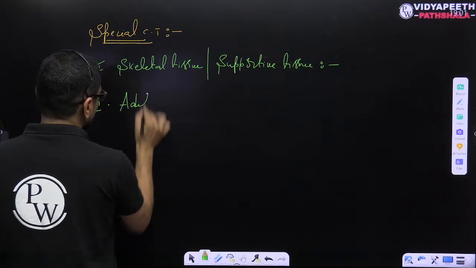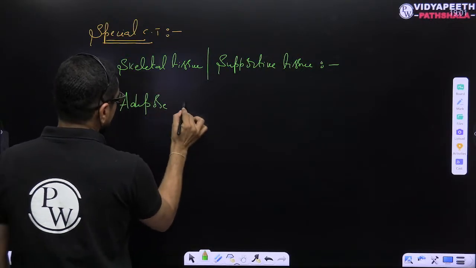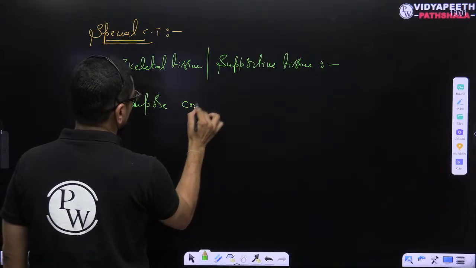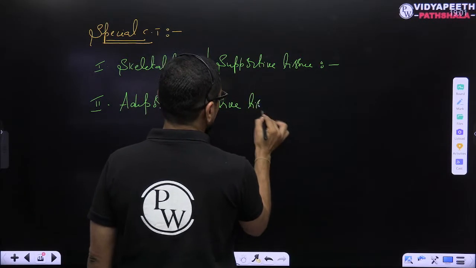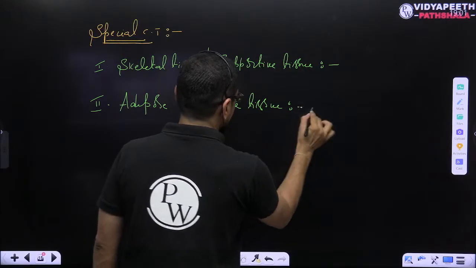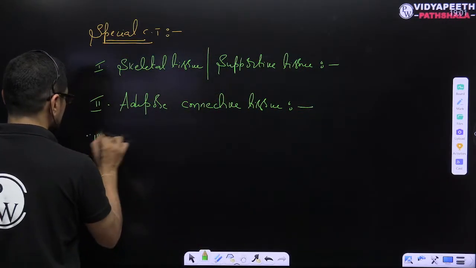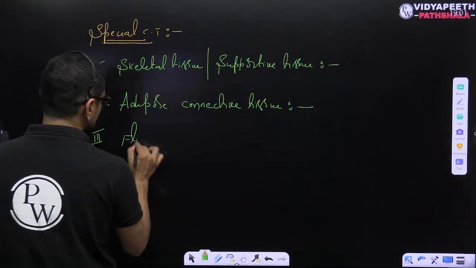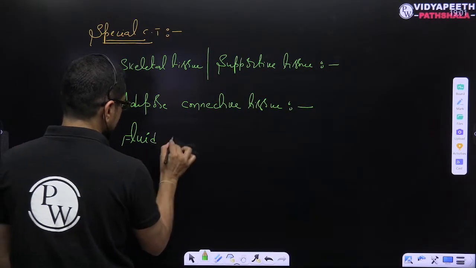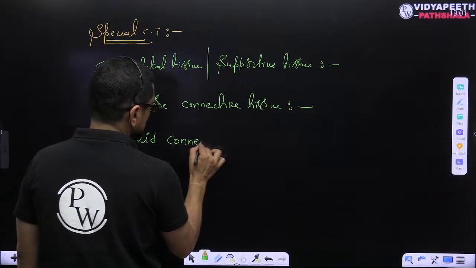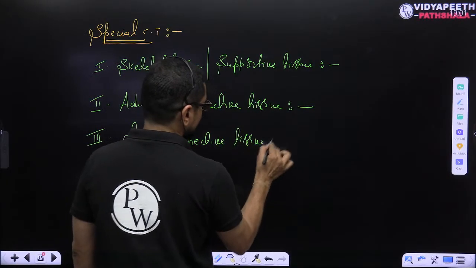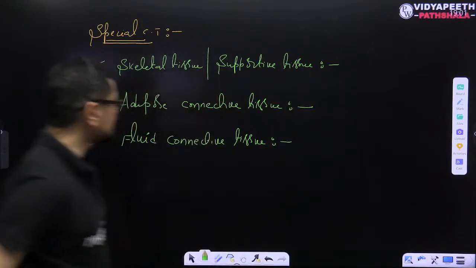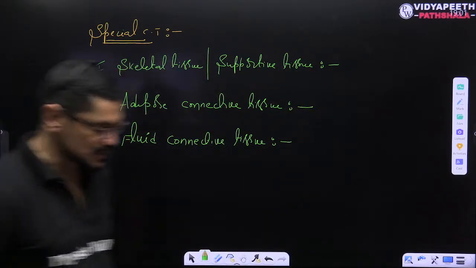Number 2, adipose connective tissue. And the third one is fluid connective tissue. These are the 3 types of special connective tissues.